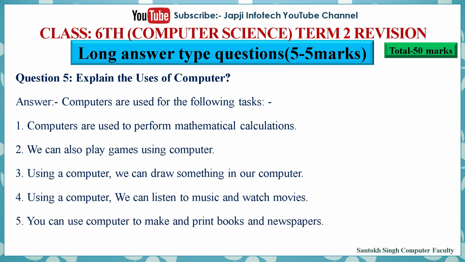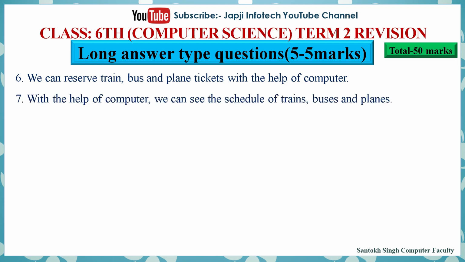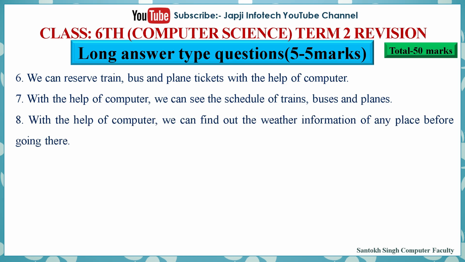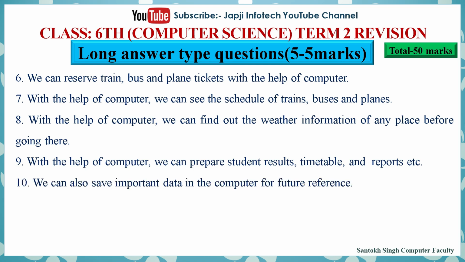Fifth one is, you can use computer to make and print books and newspapers. And the sixth one is, we can reserve train, bus and plane tickets with the help of computer. Seventh one is, with the help of computer, we can see the schedule of trains, buses and planes. Eighth one is, with the help of computer, we can find out the weather information of any place before going there. And the ninth one is, with the help of computer, we can prepare student result, timetable and report, etc. And 10th one is, we can also save important data in the computer for future reference.